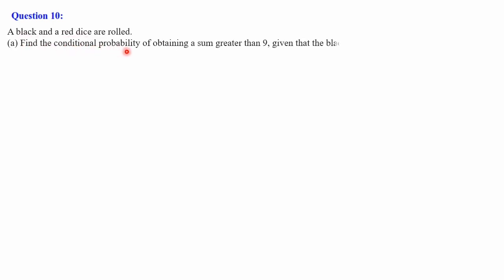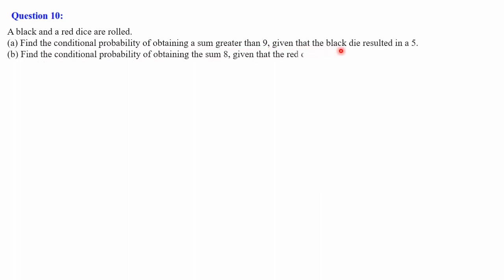Next we shall discuss question number 10. The question is, a black and a red dice are rolled. Find the conditional probability of obtaining a sum greater than 9 given that the black die resulted in a 5. Second one, find the conditional probability of obtaining the sum 8 given that the red die resulted in a number less than 4. Here two dice are rolling.